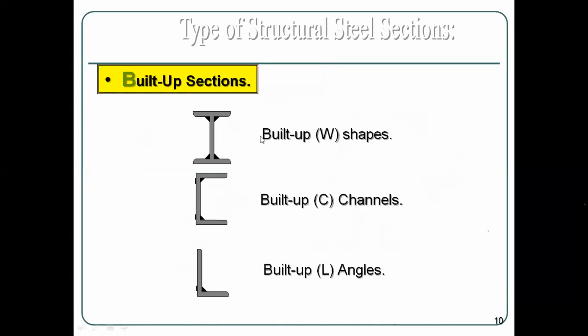Built up sections. So obviously built up sections are made by us based on our requirements. The flanges and the webs are connected with the help of welding. So that is how the built up I sections, C sections and angular sections are made. Okay.